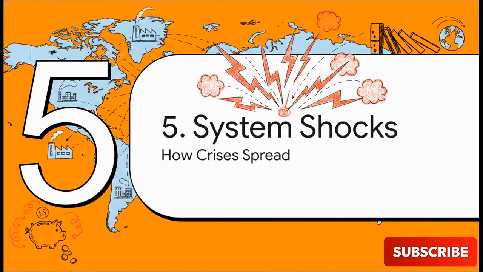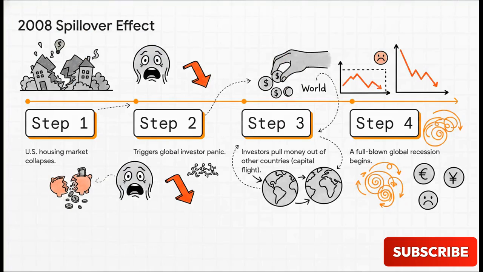And that brings us to the final piece of this puzzle. It's understanding that this big interconnected system is also fragile. A problem in one part of the world can go viral, and fast. The 2008 financial crisis is a perfect and scary example of this spillover effect. It started with a housing collapse in the U.S., but that created panic among global investors who pulled their money out of markets everywhere. This led to what's called capital flight, and then a full-blown global recession. It just shows how one local problem can trigger a total global meltdown.